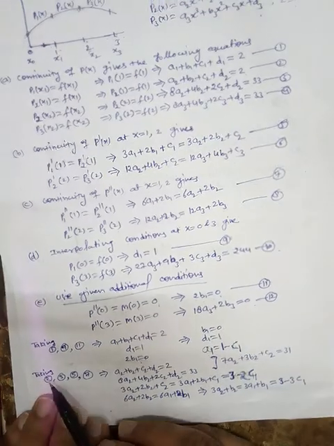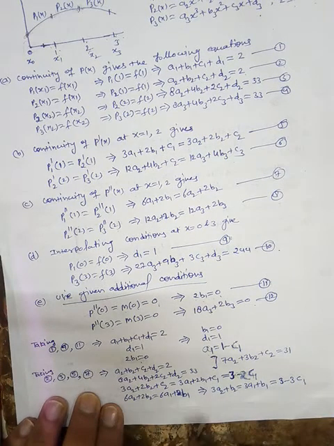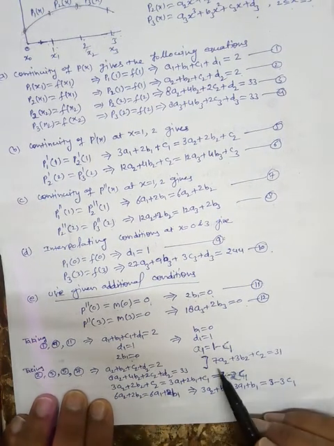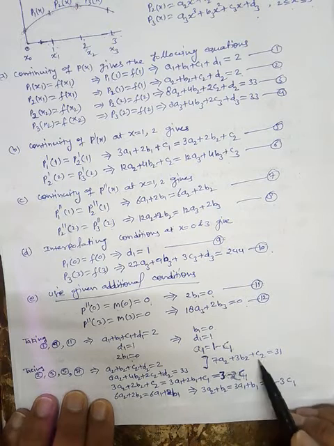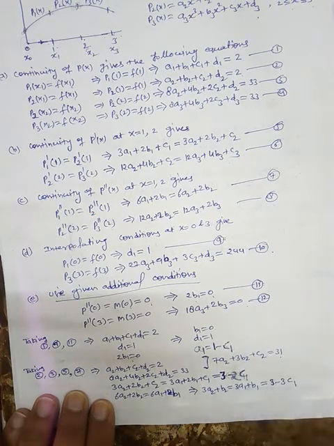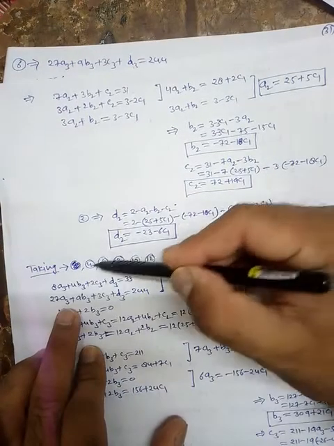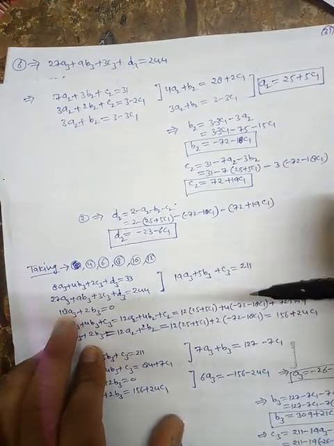Okay. Now taking the second, third, fifth and seventh equations, we get this system. Solve this system. We get 7a2 plus 3b2 plus c2 is 31. That means we have this system. Okay. Then we will take the 4th, 6th, 8th, 10th and 12th equations.